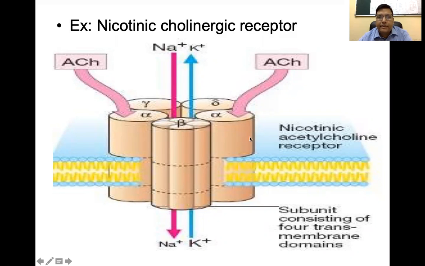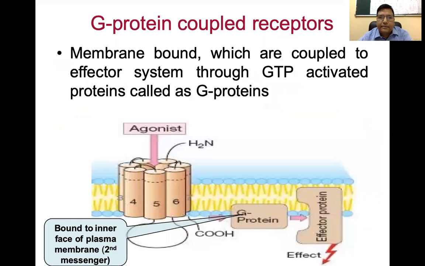So this is the example, that is nicotinic cholinergic receptors, a type of ligand-gated ion channel receptor. Next is the G protein coupled receptors. These receptors are membrane bound and they are coupled to the G protein, which is a GTP activated protein. What happens? These receptors are present in the cell membrane.